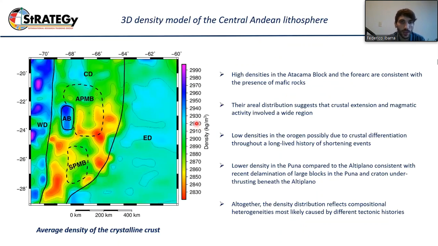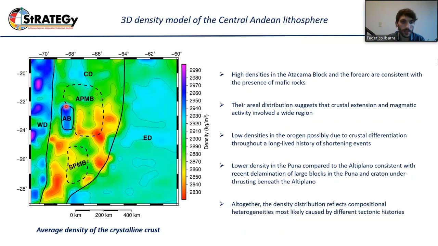Given the complex structure of the density model with lateral and vertical divisions, it is better to analyze the results in terms of the average density of the crystalline crust. In this map, I show the integration of densities over depth, so that the average density. There is a correlation between the distribution of average densities and the Phanerozoic evolution of the region. For example, in the Western domain, there are high densities which are consistent with the magmatic activity and the mafic rocks extruded during the Jurassic.